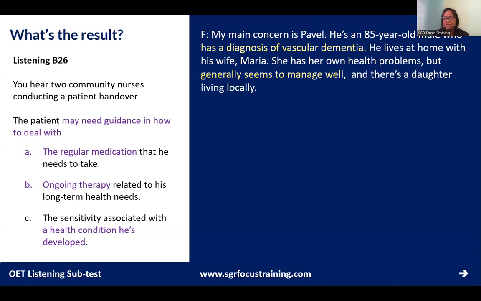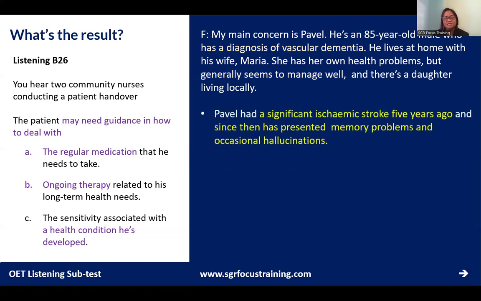We've not heard anything about a new medical condition. So we continue listening. What she said next is that Pavel had a significant ischemic stroke 5 years ago. There you are. We've now got a long-term health need, but we've not heard anything about a therapy yet, okay? All we were told is that he presented with memory problems and occasional hallucinations. So in this instance, even though you heard a long-term need, the stroke, there is no ongoing therapy. So you cannot answer letter B.